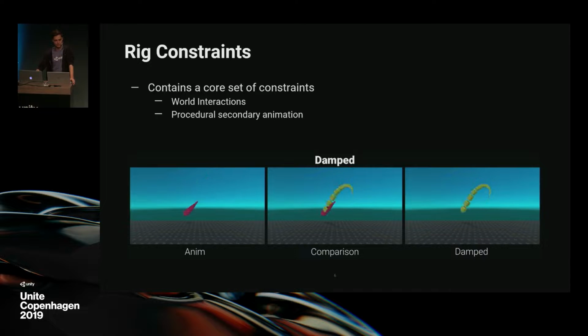Next to world interactions, we have a constraint type that I will call procedural secondary animation. This type of constraint generally contains some sort of physics-based simulation or time-based simulation. A great example of this is the damped transform constraint inside the package. On the left here, we can see that only the sphere is animated, and following the sphere, there's a chain of cubes. By adding the damped transform to every element in the chain, we get this nice, smooth-looking motion in the chain.